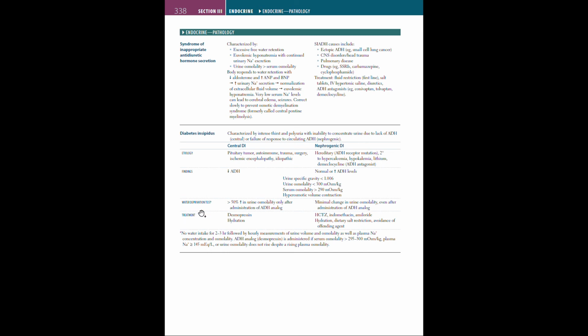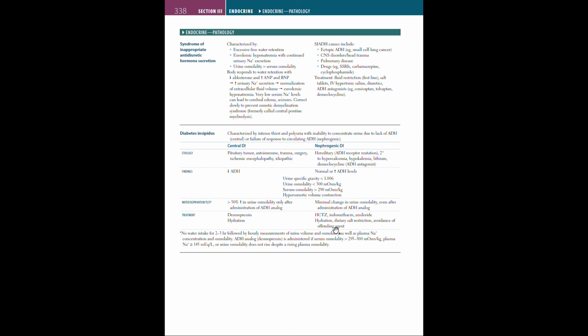Water deprivation test is a kind of test where you see more than 50% increase, or more than 15% increase in urine osmolarity only after administration of ADH analog. Whereas in nephrogenic, you will see minimal change in urine osmolarity even after administration of ADH analog, because as we said here, there is normal or increased ADH levels. Treatment is desmopressin and hydration. Here you have HCTZ, indomethacin, amiloride, hydration. In both cases, we need to hydrate.